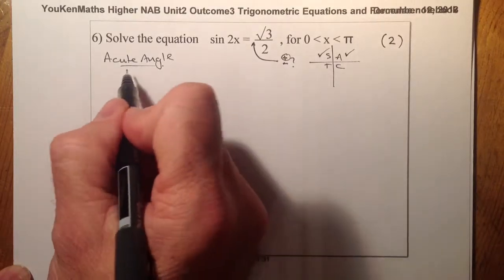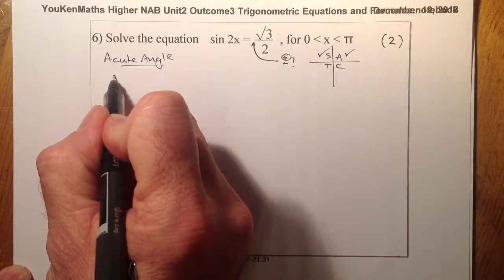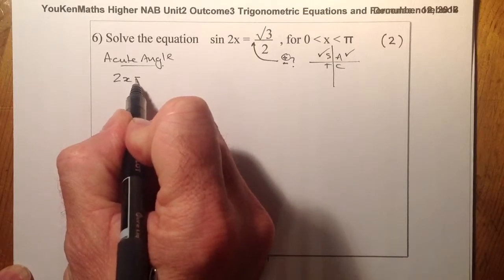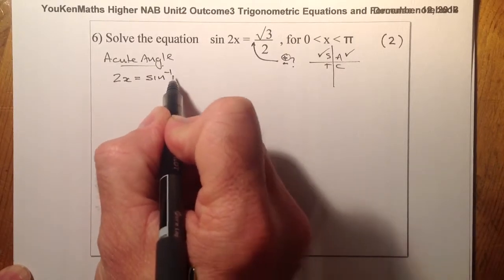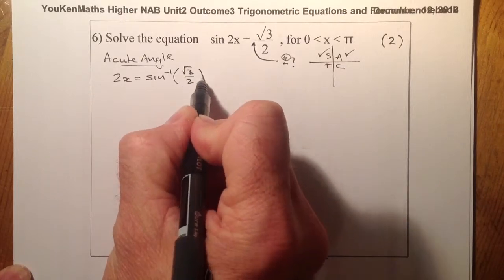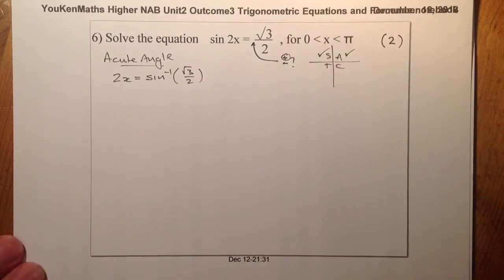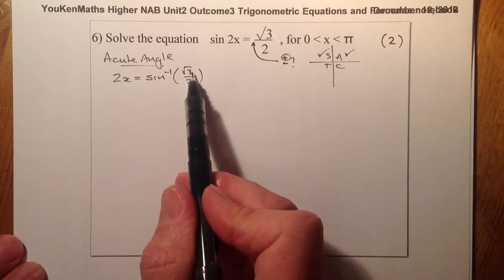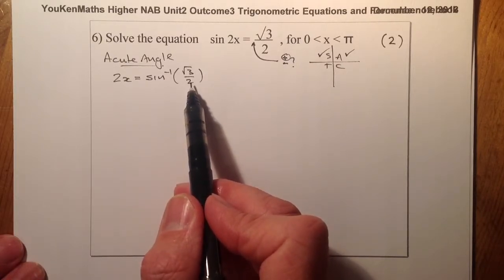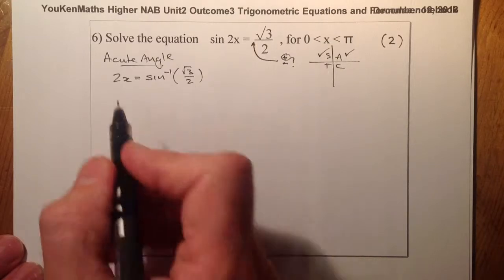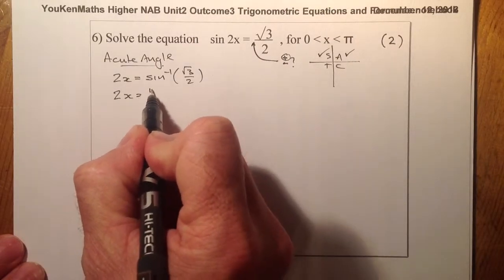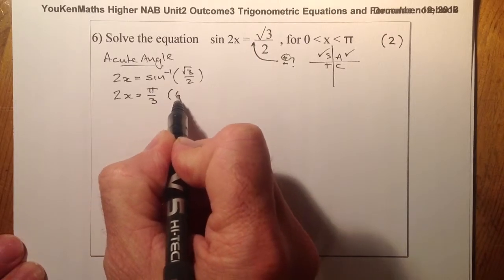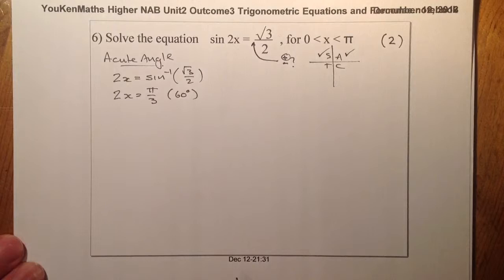So I've got everything the way I need to do it, so straight away I'm just going to go for 2x is equal to the inverse sine of root 3 over 2. From there I know that on my table of exact values root 3 over 2 is going to work out to be, in radians, pi over 3. So I've got 2x is equal to pi over 3. Working in degrees, if that's the way that you like to do it, that'll be 60 degrees. I'm generally going to work through in radians here, and if you want to convert at the end, I'll show you how to do that as well.